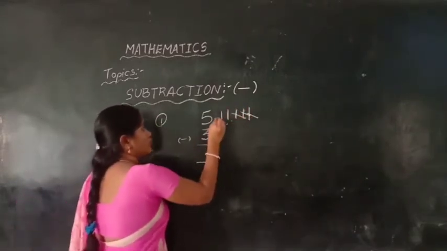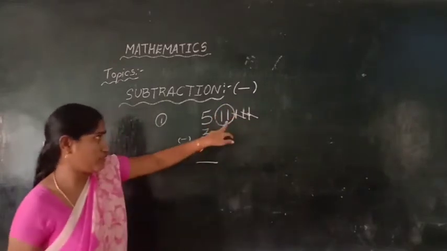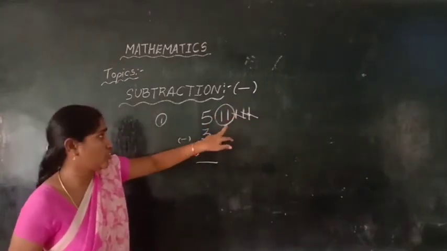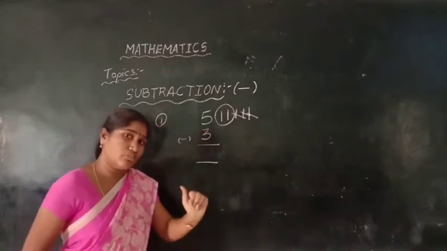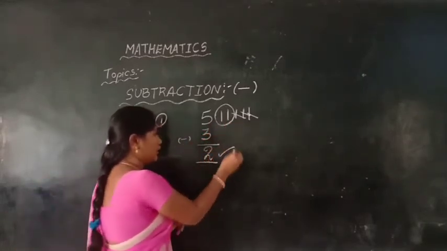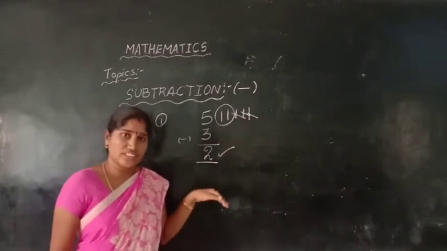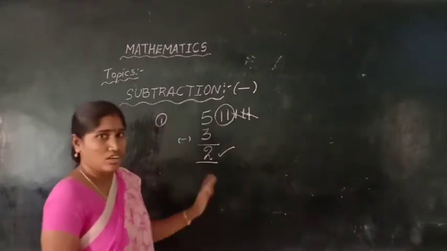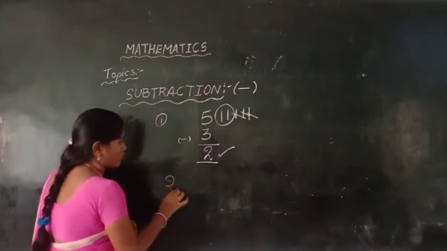Now how many dots remain? Are any dots remaining here? Yes, remaining dots are here. How many remain? 2 dots. Okay, so the answer is 2. Okay, children, did you understand? Now I am going to do one more example.